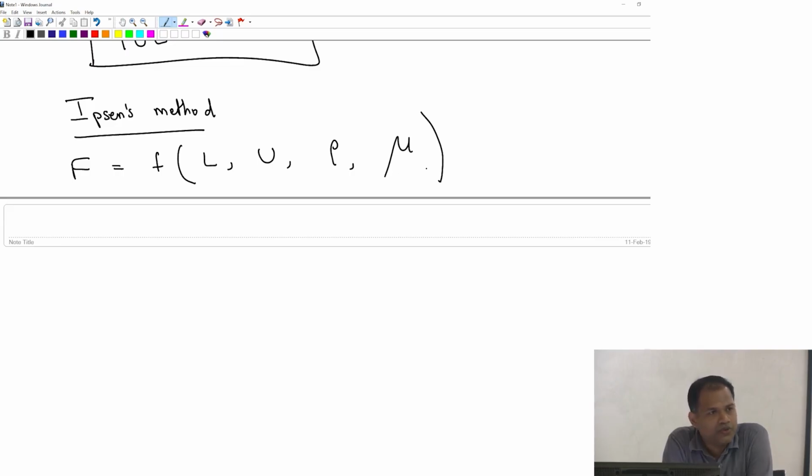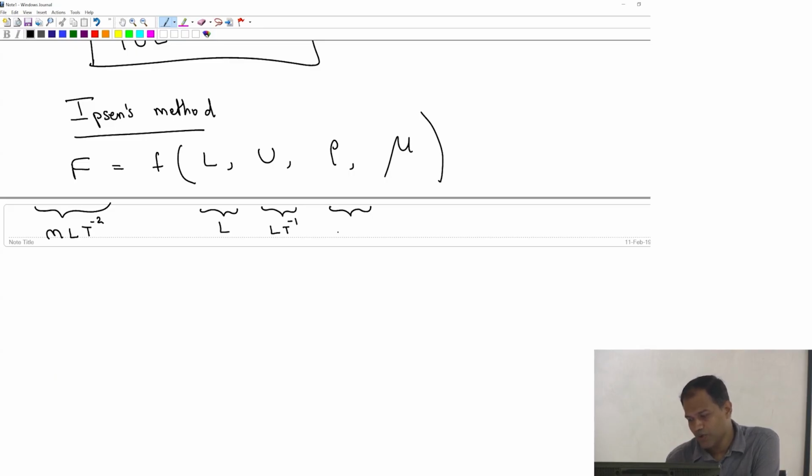The first thing that you do is again write down the dimensions of each of them. Force has the dimension of m L t to the power minus 2. Length has the dimension of L, U has the dimension of L t to the power minus 1. Rho has the dimension of m L to the power minus 3, mu has the dimension of m L to the power minus 1, t to the power minus 1.